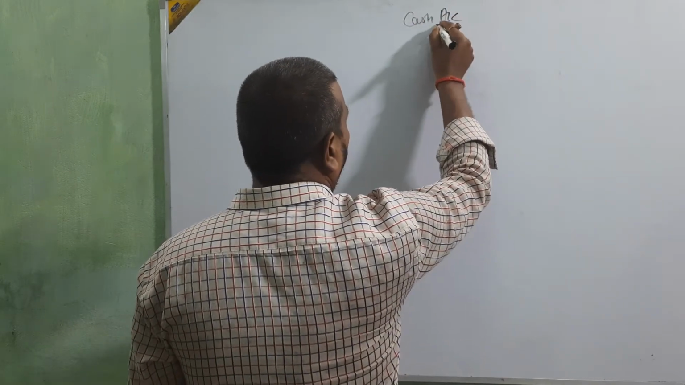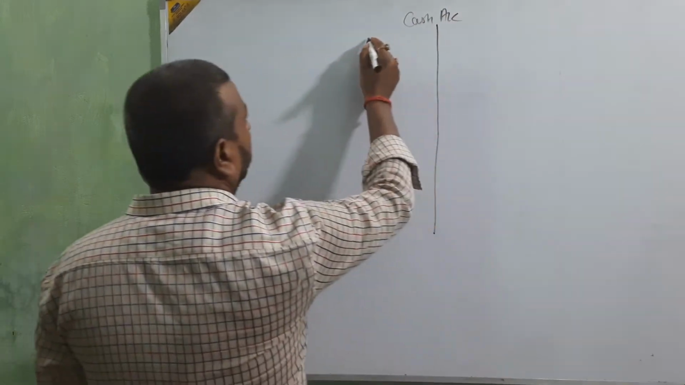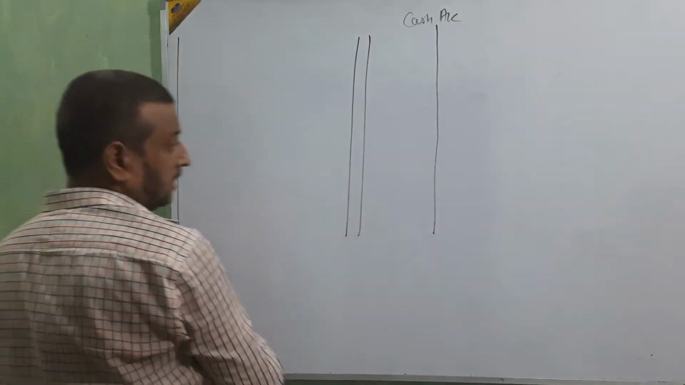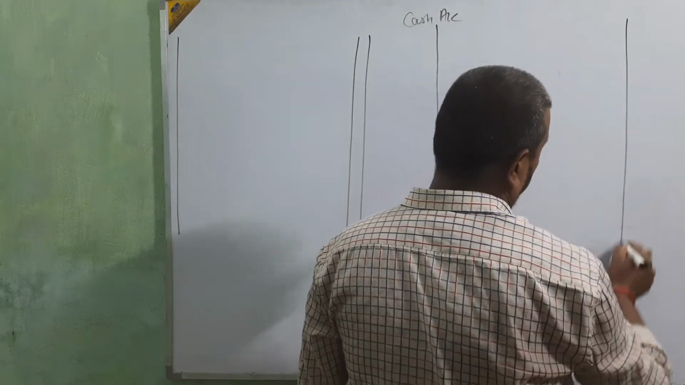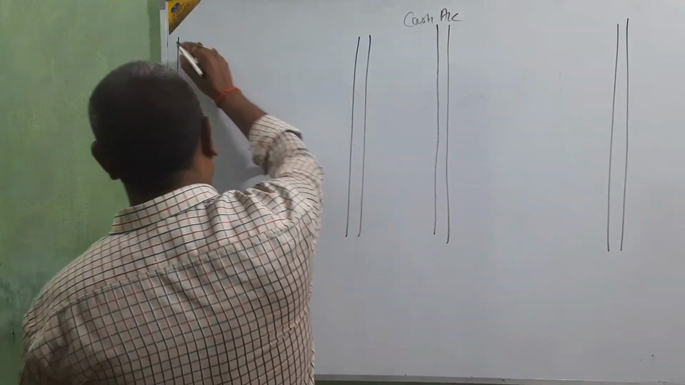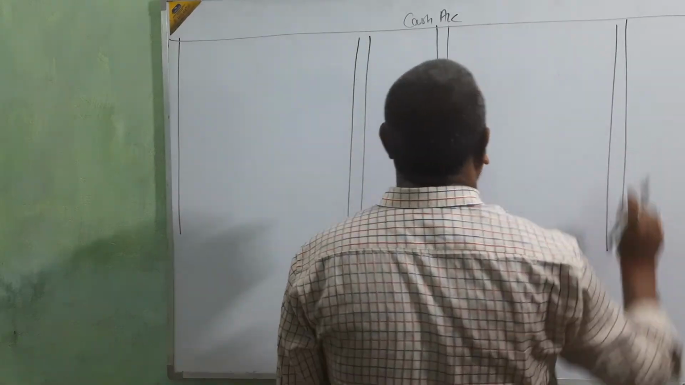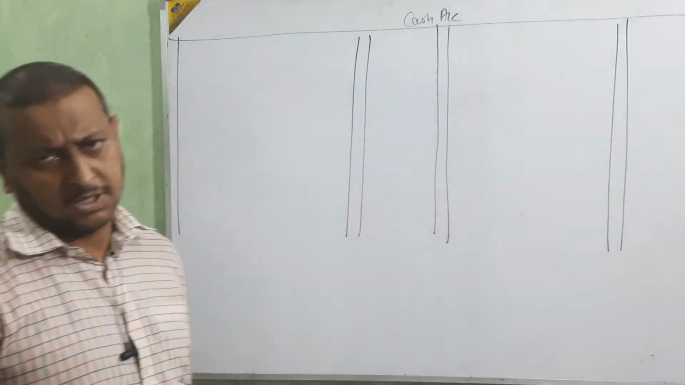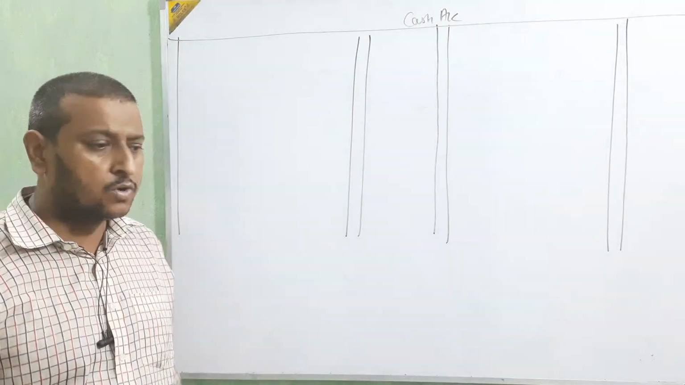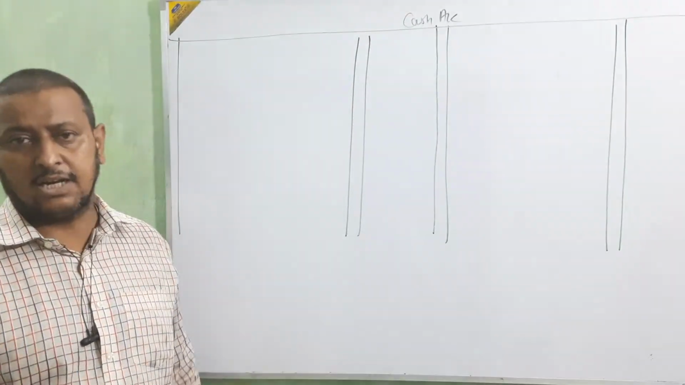Cash account. Just make the proforma, and then how to post it. The main thing is how to post it, beta. Other things are the same, not a problem. But the main problem is how we are going to post it. Okay. Let's read the entries. I am going to post it.